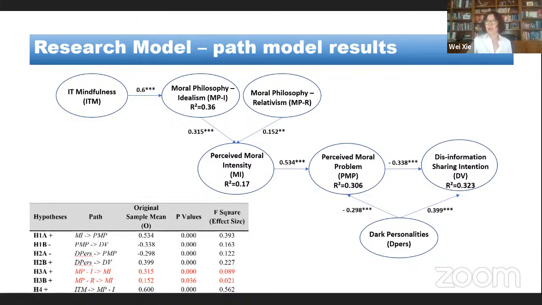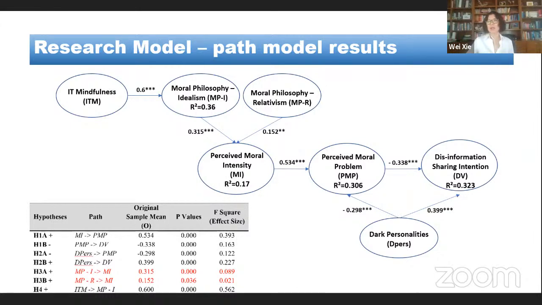However, I wanted to point out the bottom table here. In order to evaluate the effectiveness of our models, we need to check two sets of values: R square values and F square values, which is called effect size.